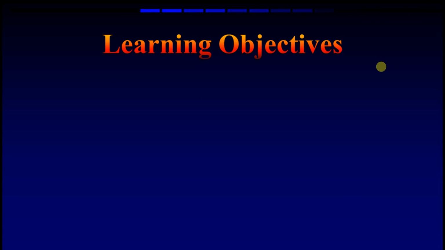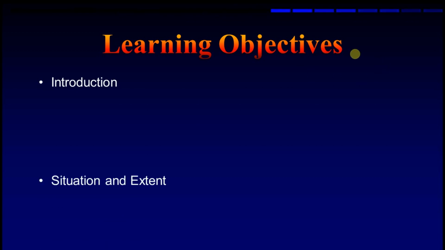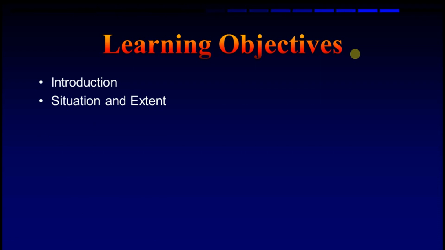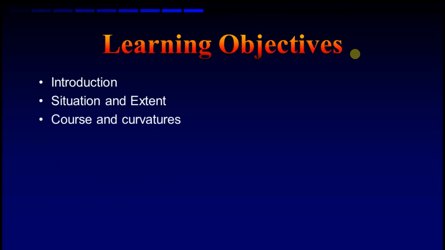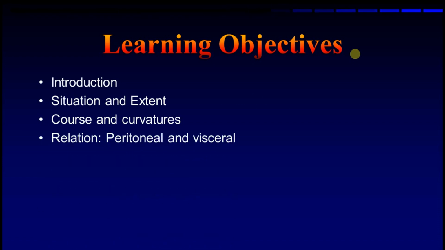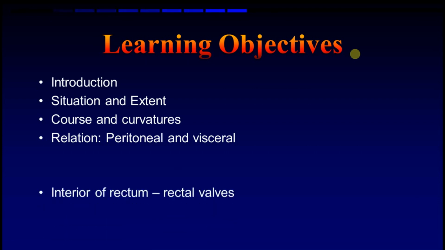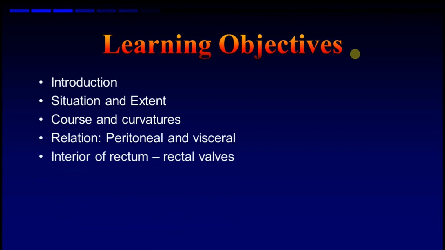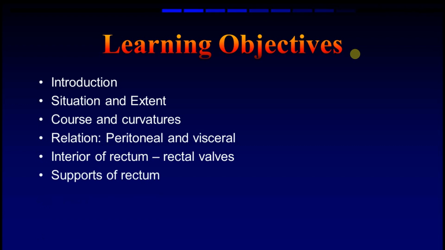So our learning objectives for today: first I will be discussing the rectum. A short introduction about the rectum, followed by the situation and extent of the rectum, then curvatures of the rectum, then the interior of the rectum and relations, peritoneal and visceral relations, then the blood supply, supports and the clinical aspects.